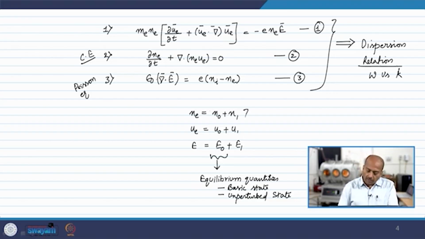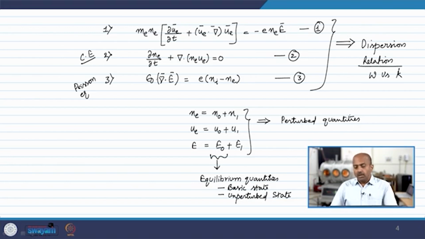So, these parameters N1, U1 and E1 are referred to as the perturbed quantities. Whatever physical disturbance we have created inside the plasma is inscribed in these 3 parameters. So, perturbed quantities due to what? Due to oscillations.